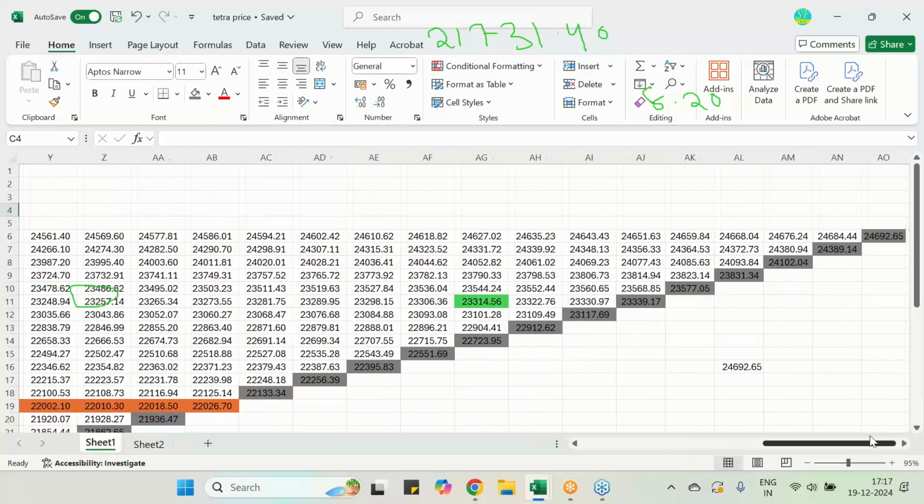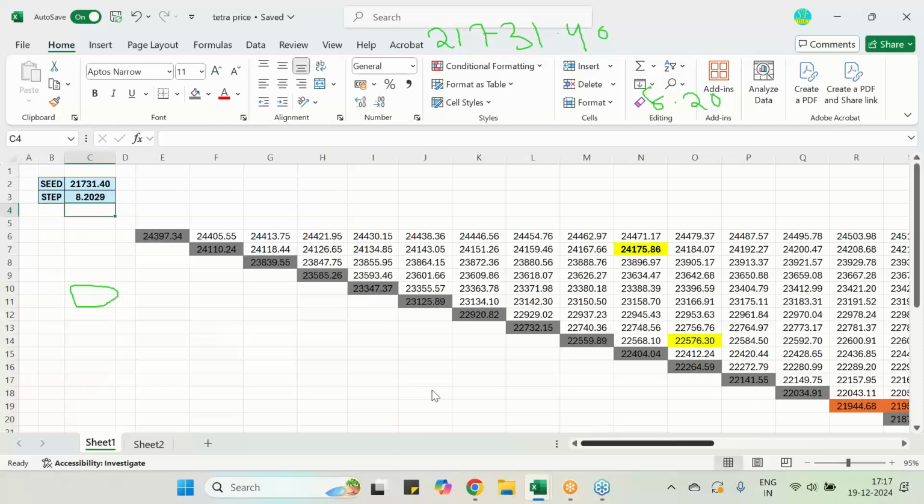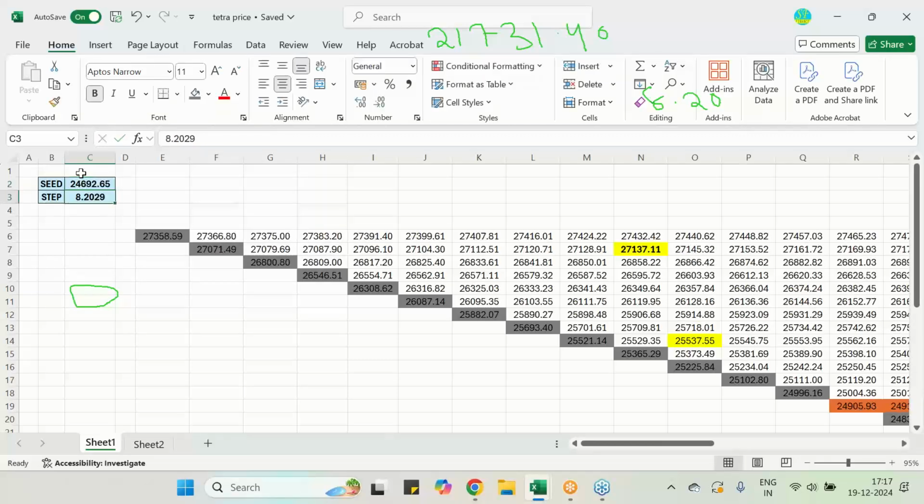So you have found out here it is ending at 24,692.65. Means we have gone till 26,000 plus. One cycle ended at 24,692.65. This is what the yearly expectation was. So first cycle ended, second cycle will go.